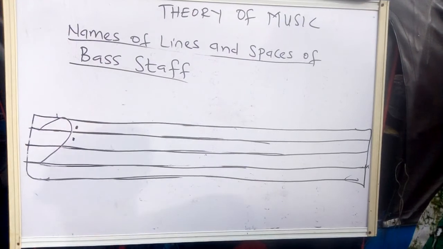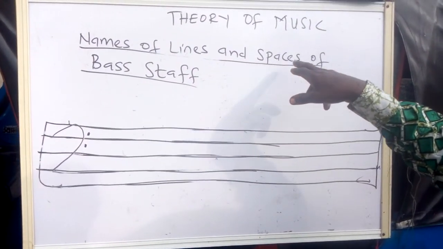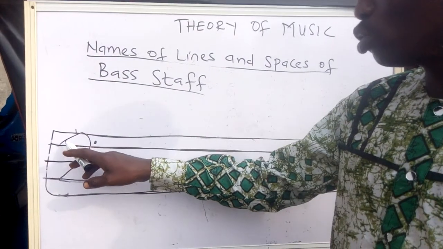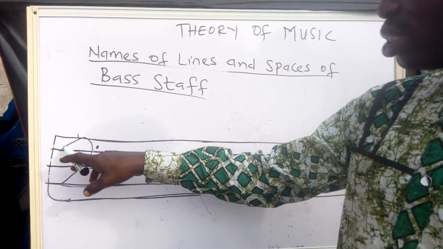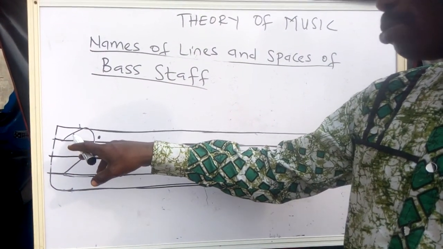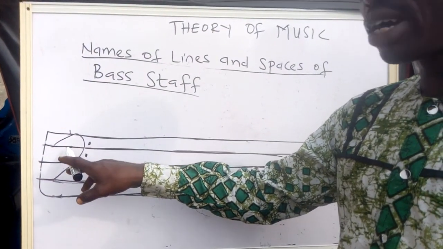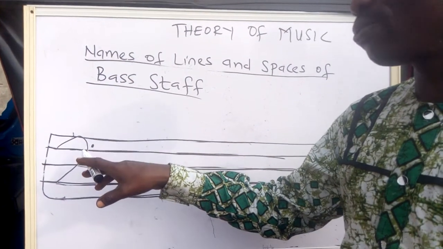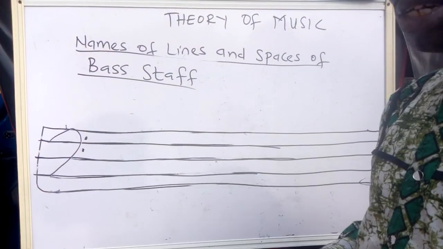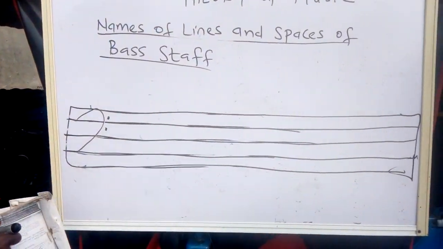Names of lines and spaces of bass staff. Then this is your bass staff. I showed you this sign last week, that this sign you have like this is your bass clef, and the bass clef has been placed on the staff now. You have this staff as a bass staff. So what are the names? How do you name the lines and spaces of the bass staff? All right, let's look at it.